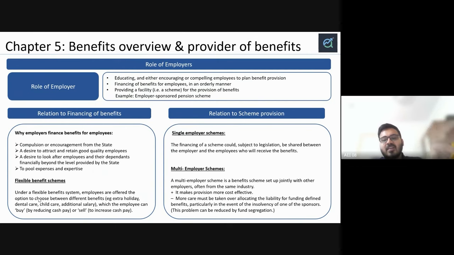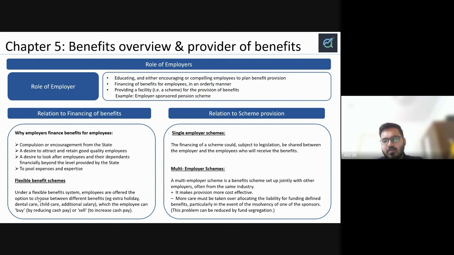Within this, just be very clear what the advantages and disadvantages are, and the word paternalistic can repeat many times for that matter. Why are you providing some flexibility? Because you want to be paternalistic, and of course you want to retain good quality employees, you want to boost their morale, take care of their dependents beyond what is required, again paternalism. So there are these few advantages.